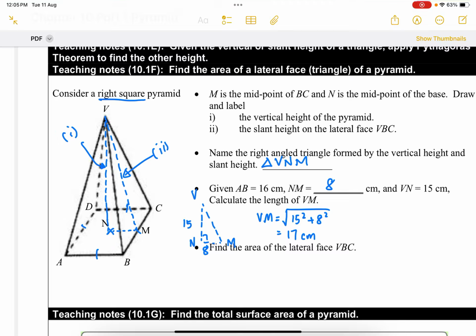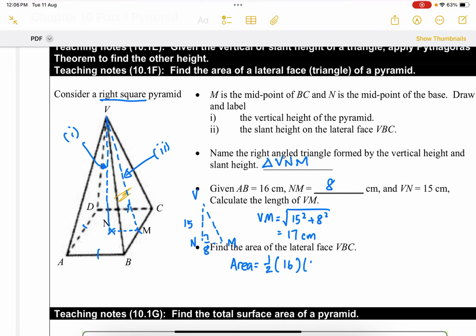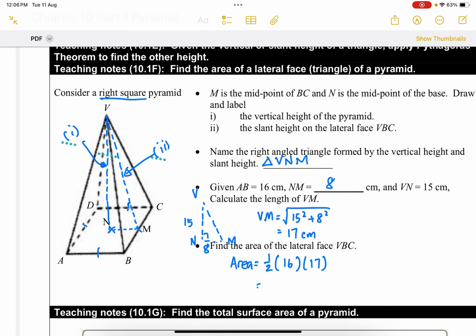And finally, they want us to find the area of the lateral face VBC. So our primary school mathematics tells us that area will be half times the base. The base was given to be 16 times the perpendicular height of that lateral face. So work all this out, we get 136 square centimeters.